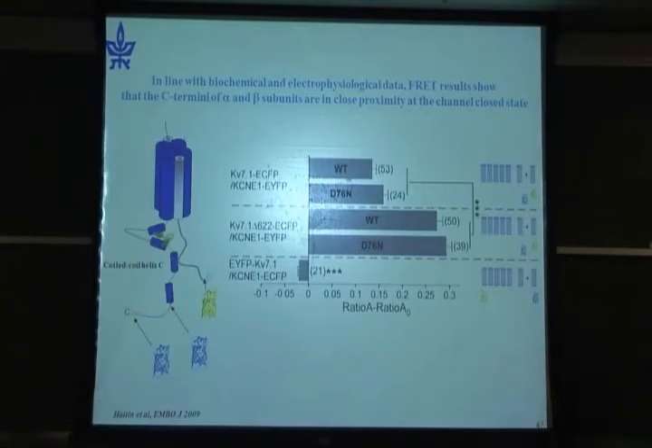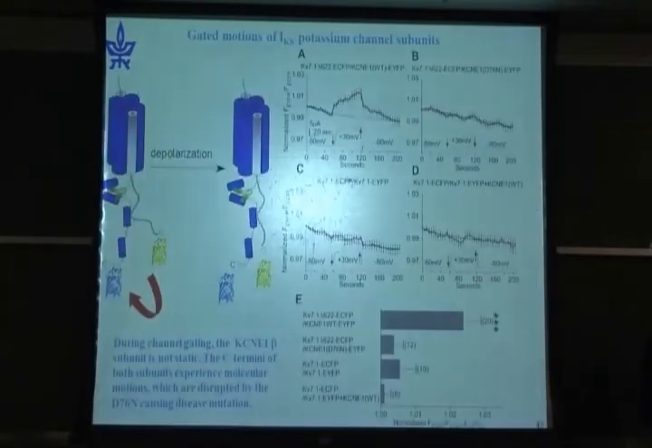We found that actually, for example, the distal part of the beta subunit is in close proximity to the coil-coil helix, for example. Then we wanted to analyze what is the kind of FRET that we are getting when we open the channel by applying depolarization. So we did the simultaneous recording of the current.